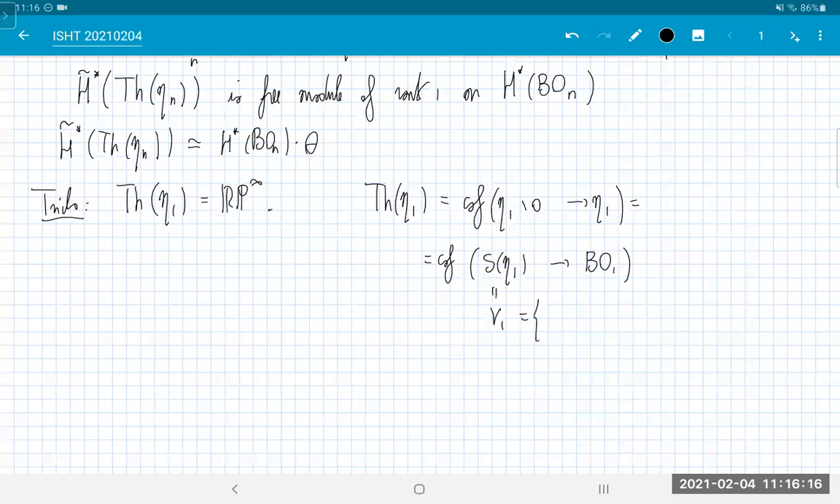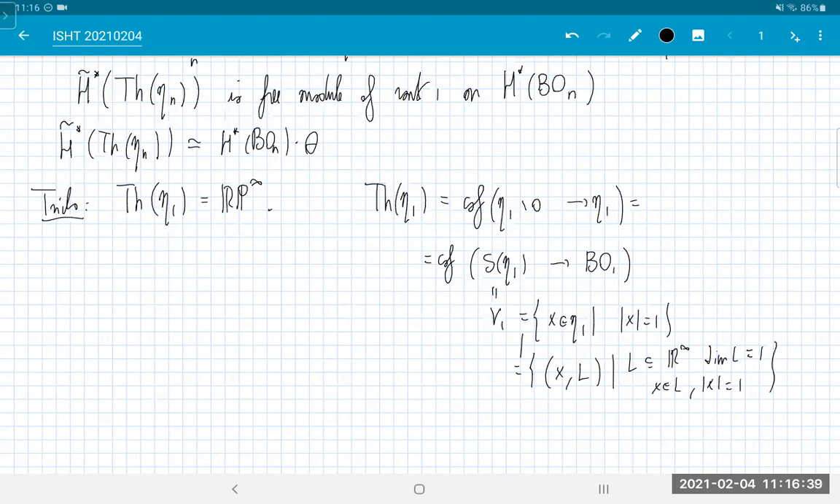Because this is exactly all x in eta1 such that the norm of x is 1. But this was exactly pairs x, L such that L in R infinity has dimension 1, x is in L, and the norm of x is 1. And that's what the sphere bundle is, but that's the Stiefel manifold. Because remember, eta1 was just the set of pairs x, L such that x is in L. And that's contractible because we proved it. So that's BO1, now seen as a pointed space.